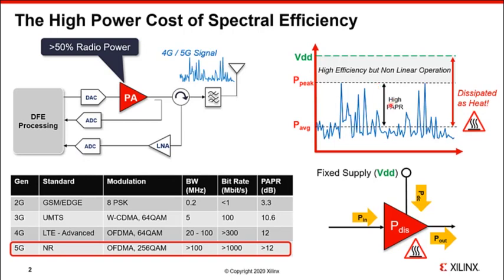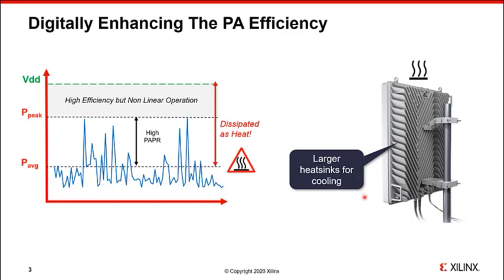And this has resulted in poor average efficiency for those power amplifiers, particularly fixed supply power amplifiers. A consequence of the poor efficiency is the need for larger heat sinks to extract this heat, and of course, higher overall power consumption in the radio. To try and address some of these challenges, one of the things we can do is look at how we can digitally assist the PA and overcome some of these challenges.